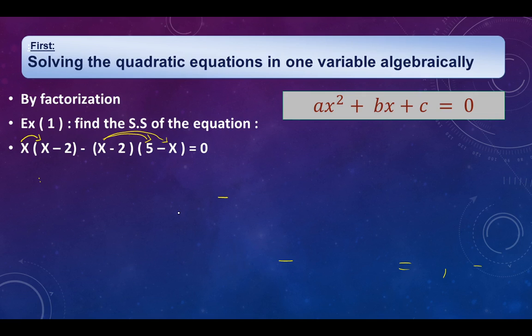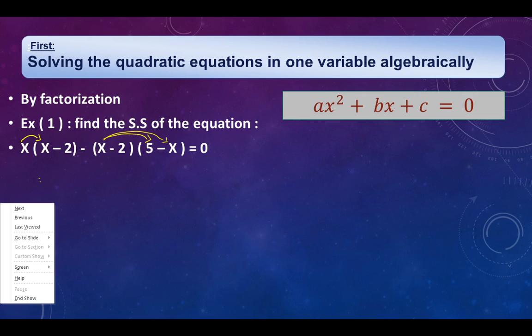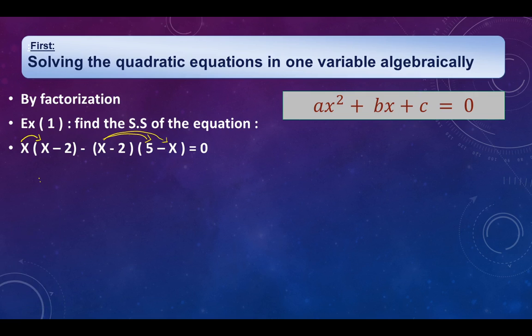We are going to solve the example one more time by using the PowerPoint step by step. Okay, let's go. Solution. First, we are going to multiply x times x equals x power of 2, x times negative 2 equals negative 2x. And we are going to multiply the two brackets together, then we are going to distribute the negative sign on all the terms of the bracket. X times 5 equals 5x, x times negative x equals negative x square, negative 2 times 5 equals negative 10, negative 2 times negative x equals positive 2x.